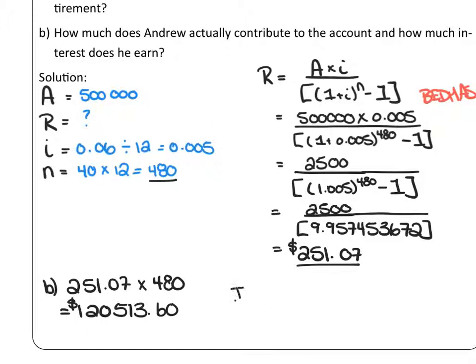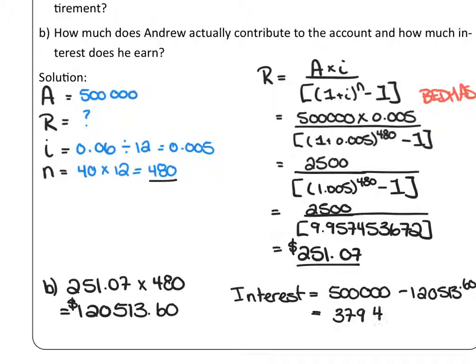And then for interest, it's just the difference between the 500,000 he would have at the end minus what he actually put in. So 500,000 minus the 120,513.60 means he actually earned $379,486.40, which is actually not bad. That's a lot of interest.